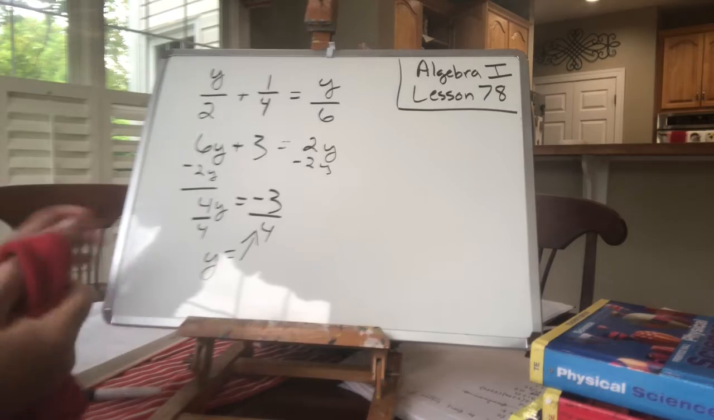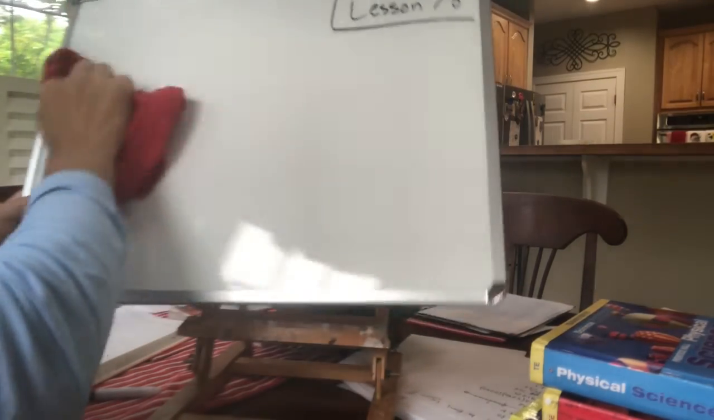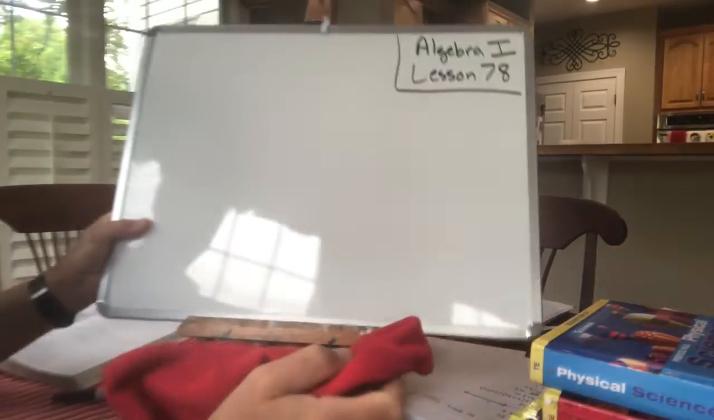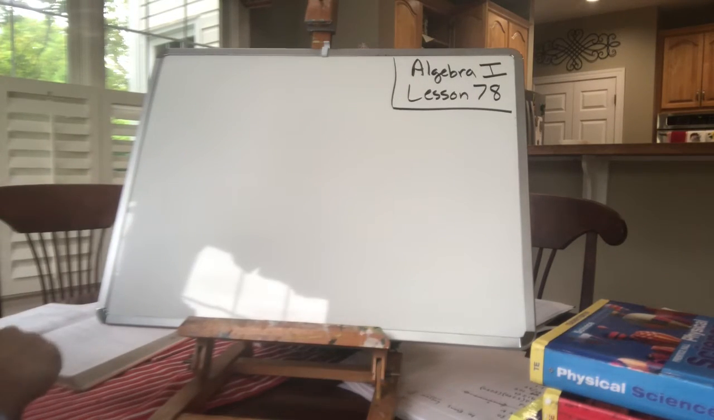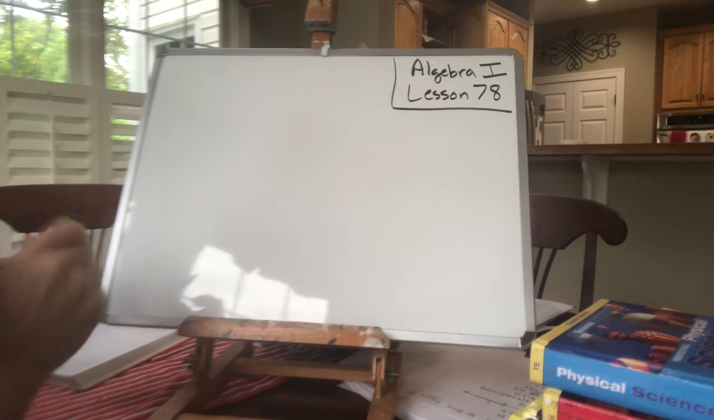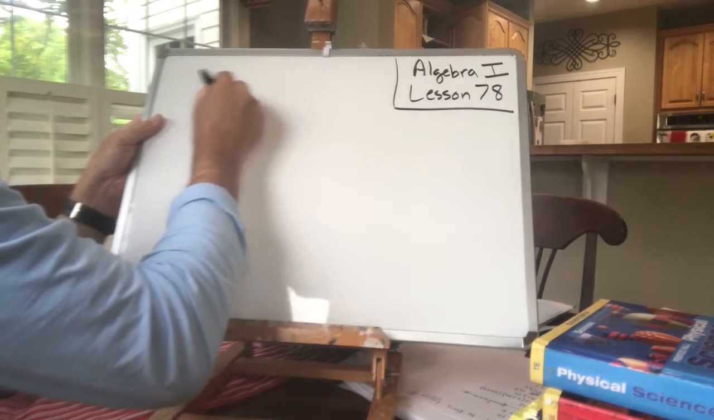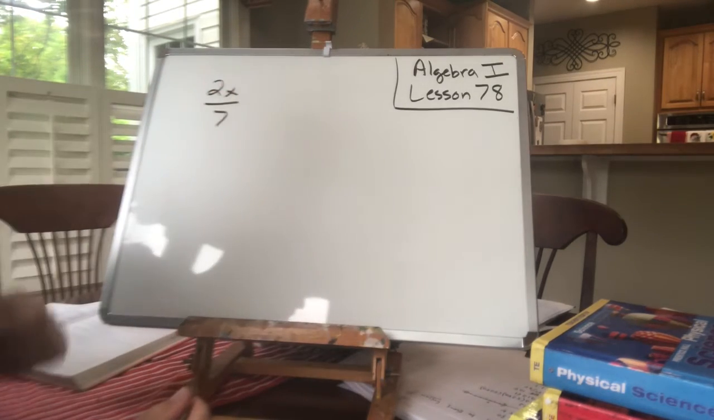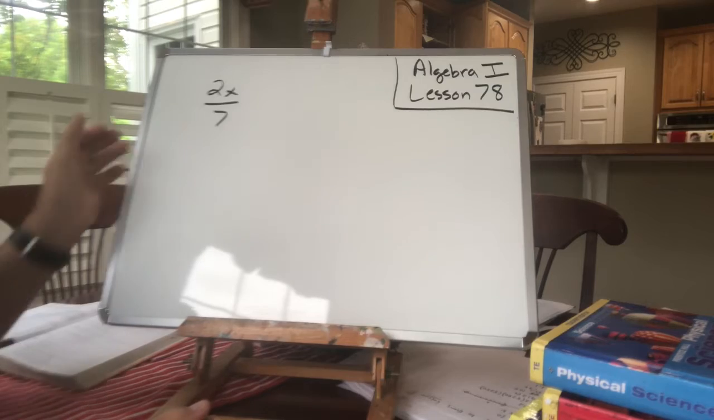Okay? Remember, we're finding the least common multiple. We're finding the common denominator of these. If we know this is what we have to do, it's not a difficult problem. Okay, moving on to the next one. 2x over 7. I'm going to move a little bit faster on this one. If you need to rewind the tape and watch it, please do.